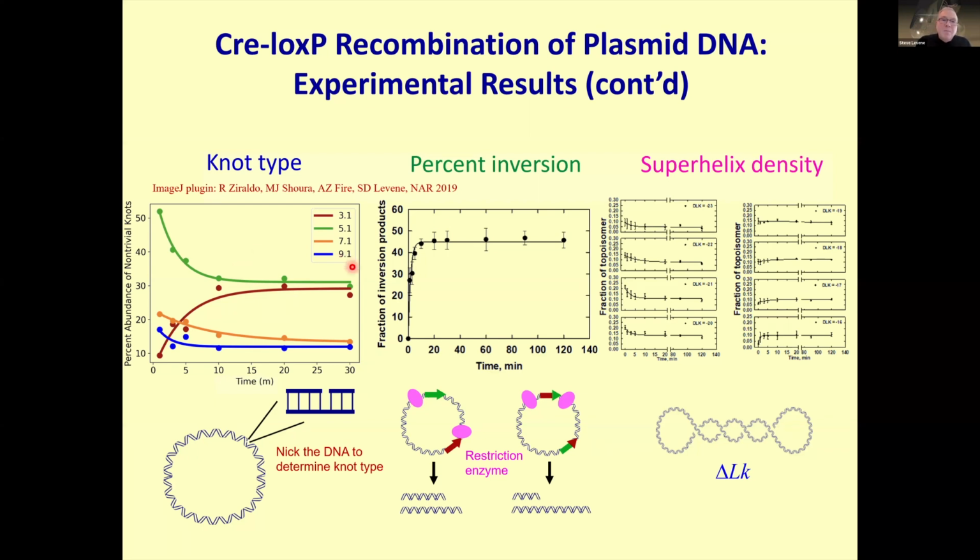Steve, is this percentage of these knots a function of the total length of the molecule? It could be, yes. We did this only for this 4 kb plasmid. So you would expect more complex knots for the same superhelix density if you had a longer molecule, for sure. Yeah, so all of this really pertains to this particular length of DNA.